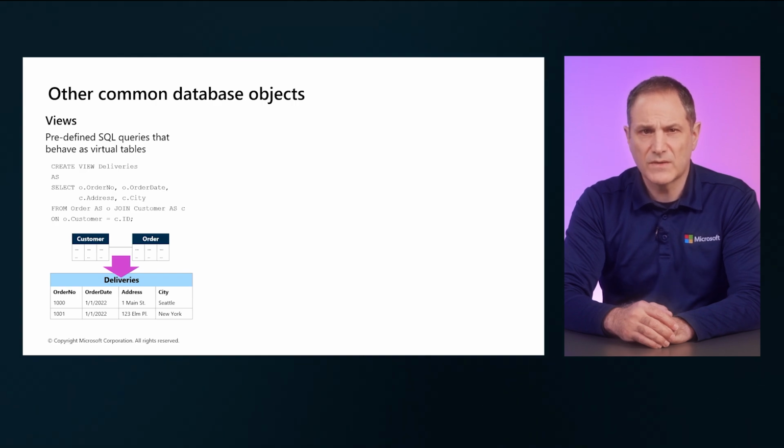This is useful because a view can bring together information from multiple related tables. Here's a view that joins orders and customers so you can easily see delivery information without repeating the join logic every time. Views make it easier for people and applications to work with data without needing to understand the structure of the database. They also help simplify access to a normalized schema.